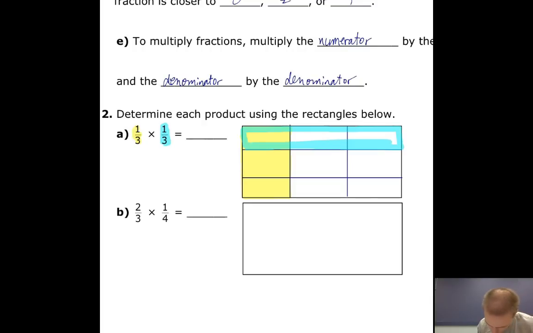Now when I do this, you can see that these two areas overlap, and that's what our product is. You can see that that's turned up really nicely in green. This area right here is our product, and it is equal to 1/9. And that is the area that we have shaded here in green.